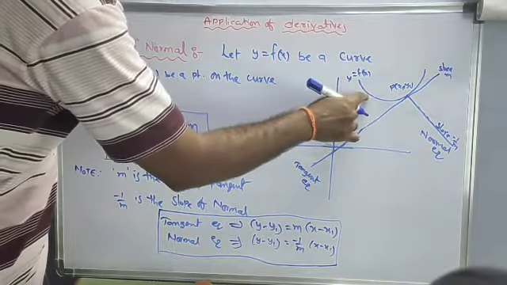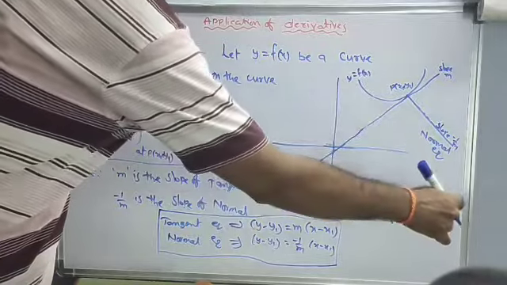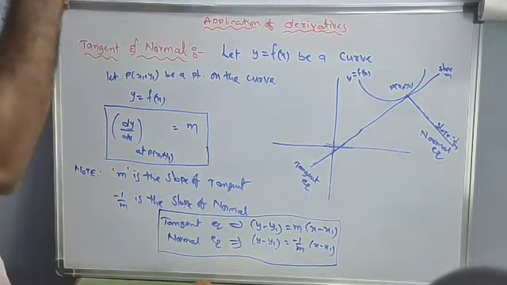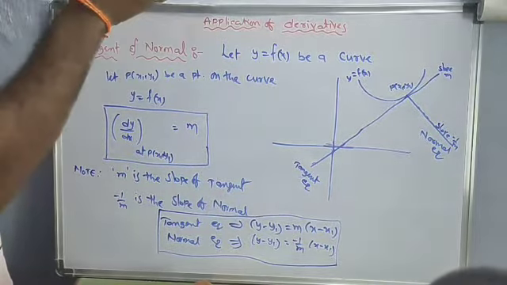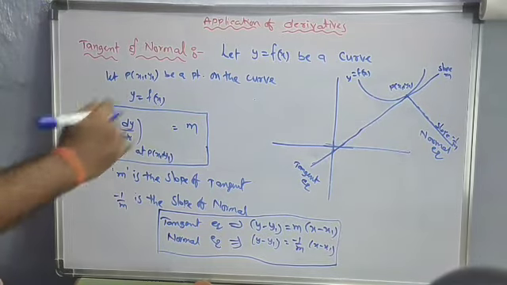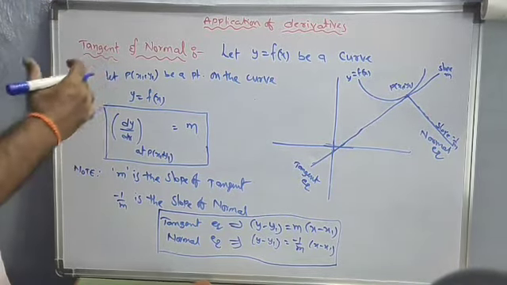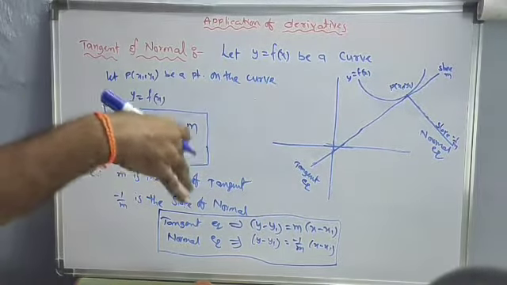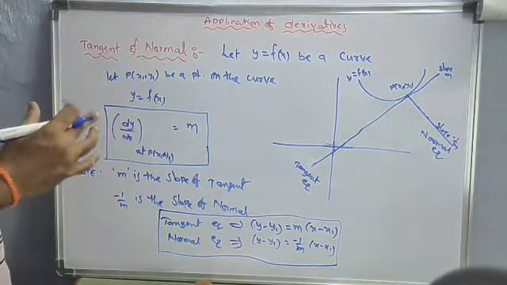Suppose you take a point P(x1, y1). You can draw the tangent and normal like that. Tangent means it compulsorily touches the curve at your preferred point. So this is our concept of tangent and normal, and anywhere you can consider it like this.